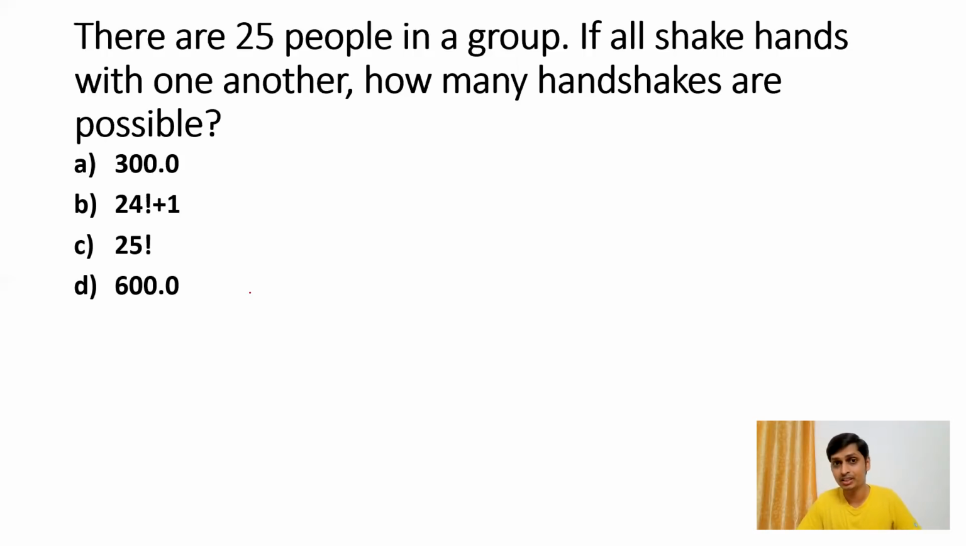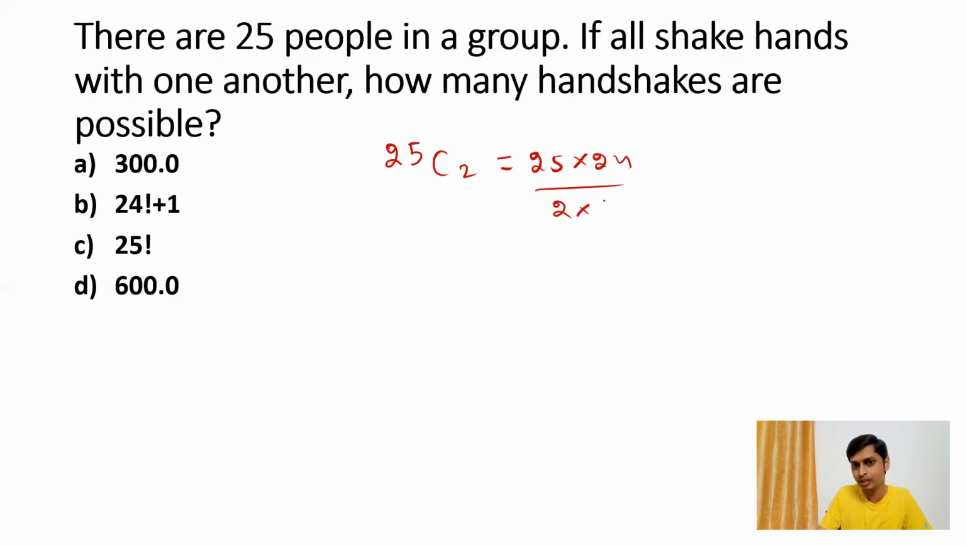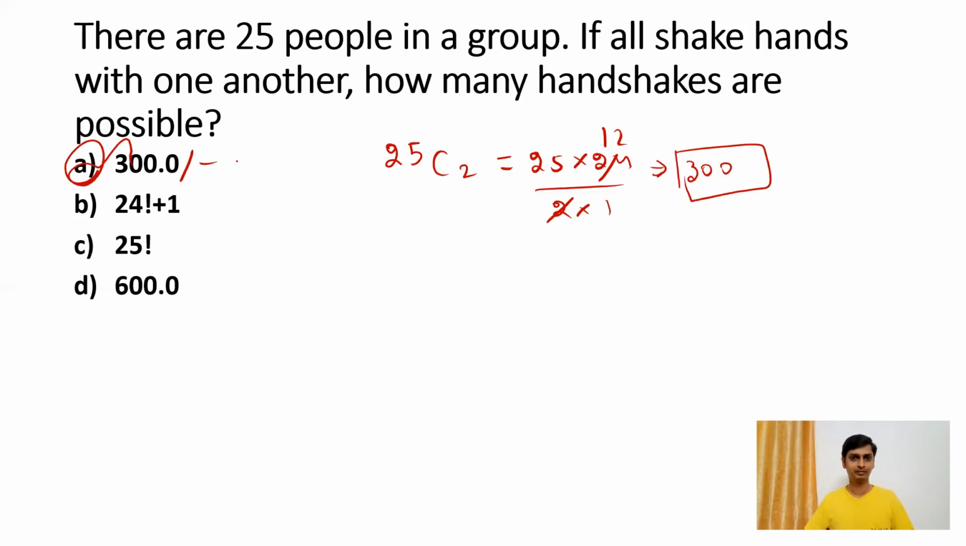So in how many ways it is possible? In 25 C2 ways, right? So 25 C2 selections are possible. That means 25 C2 handshakes are possible. So what is 25 C2? It is 25 into 24 divided by 2 into 1. So if you solve it, you get 12 into 25. So what is 12 into 25? It is 25 into 10, 250 plus 50. It is 300. Right. So totally 300 selections, 300 handshakes are possible, right?